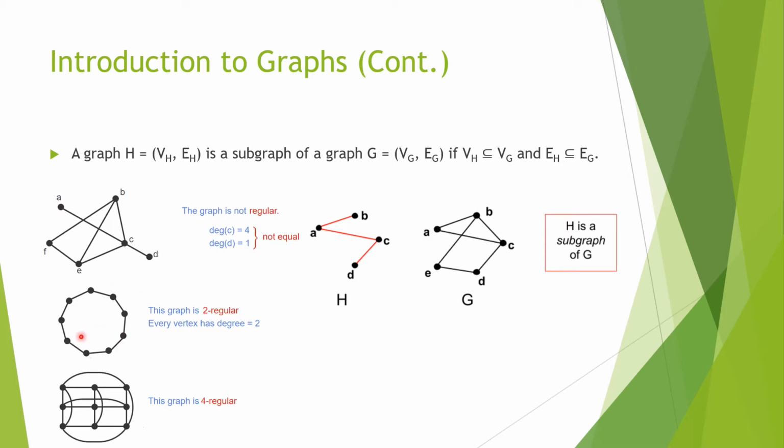This graph, however, is a regular graph. Basically, it is a 2-regular graph because the degree of every vertex is equal to 2. This graph is called a polygon. This graph is 4-regular because every vertex that you pick has degree 4, which means every vertex in this graph has 4 and only 4 neighbors.